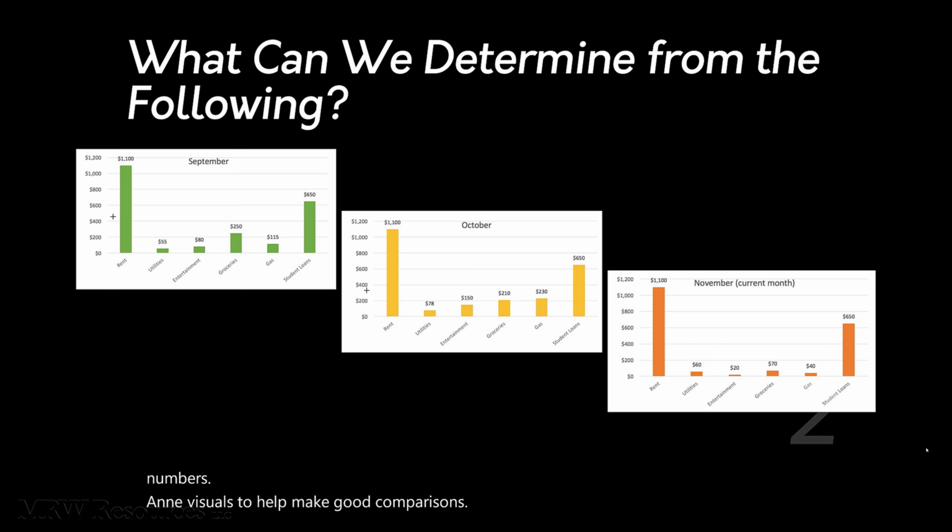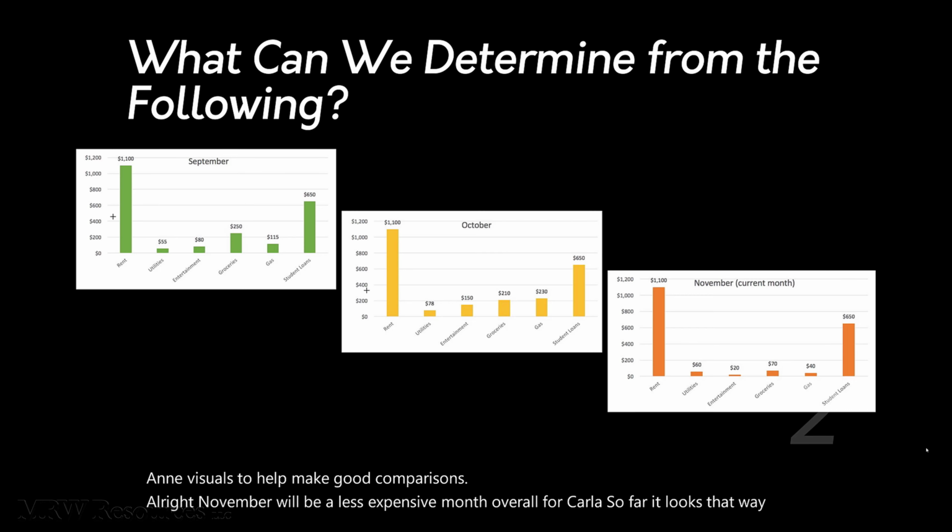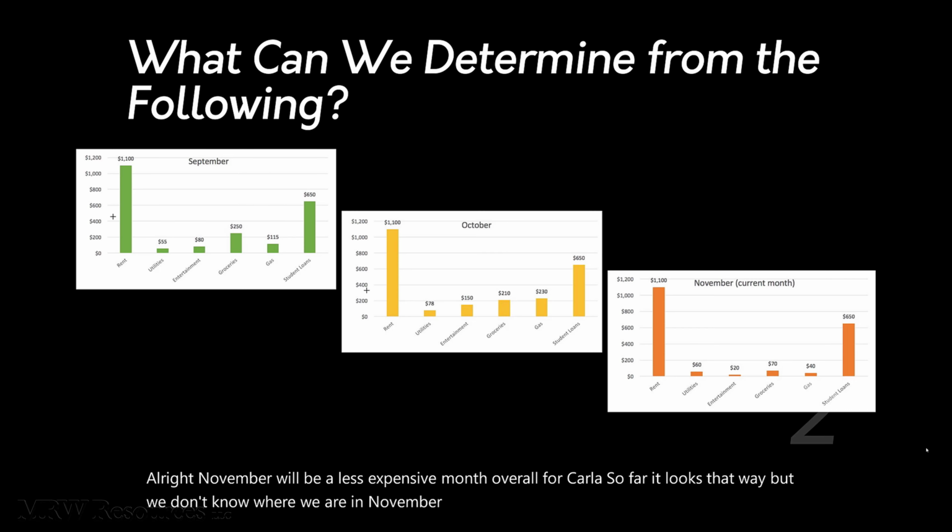All right, now November will be a less expensive month overall for Carla. Well, so far it looks that way, but we don't know where we are in November. We don't know how much of the month has elapsed, how much is left. So we really can't make that determination yet.